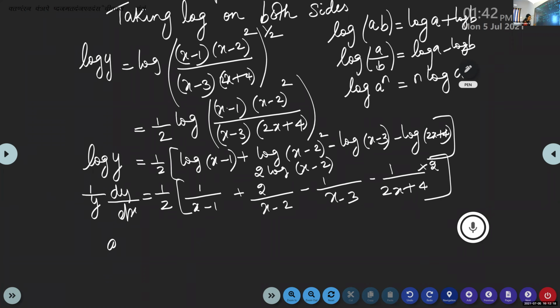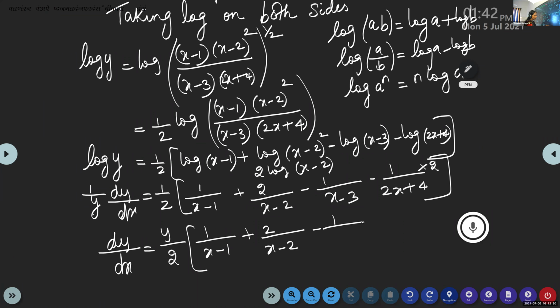But our aim is to find dy by dx. So it will be 1 by y into dy by dx. If you take it to the other side, into y, dy by dx equals y by 2 into 1 by x minus 1 plus 2 by x minus 2 minus 1 by x minus 3 minus 2 by 2x plus 4. If you want, we can take 2 from the numerator and denominator and cancel it, only in the last term.